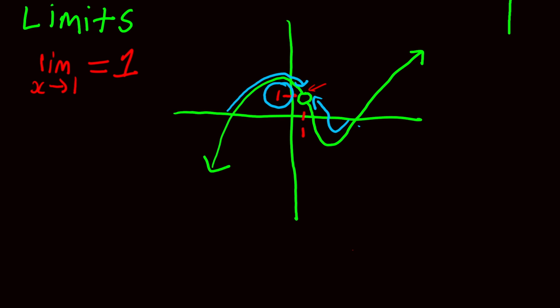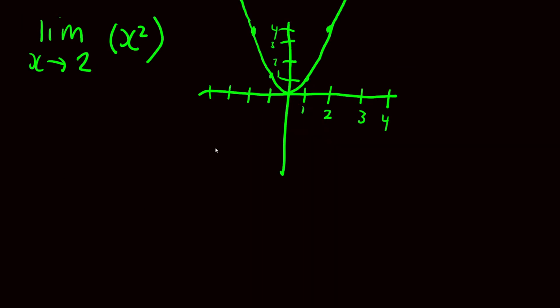So even if the function isn't defined there, the limit can still exist, okay? Because a limit is what happens as x gets really close to a number. Not equal, just close. So let's look at this example. The limit of x squared as x approaches 2. Well, let's draw this out.